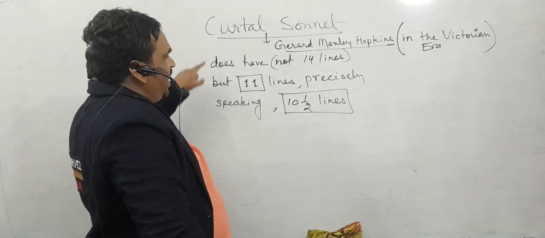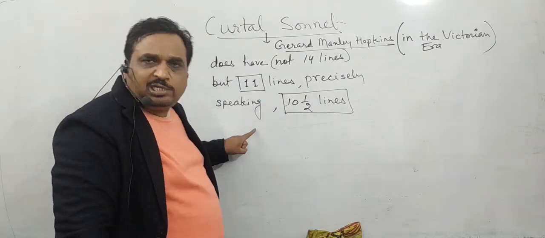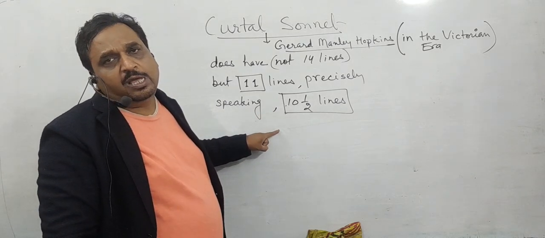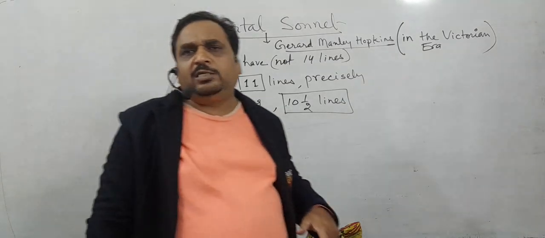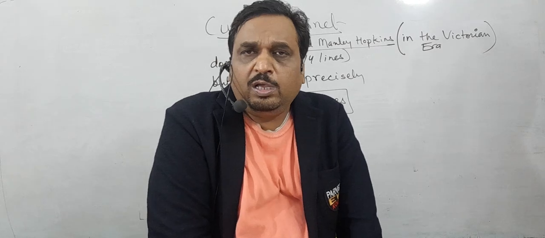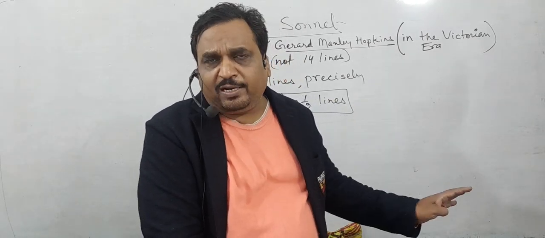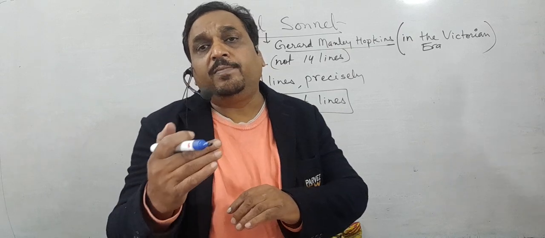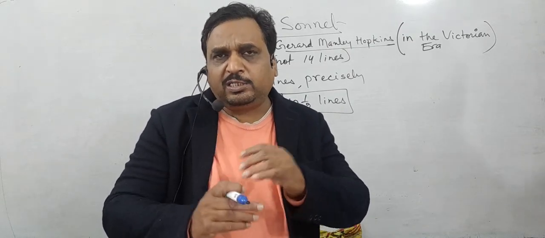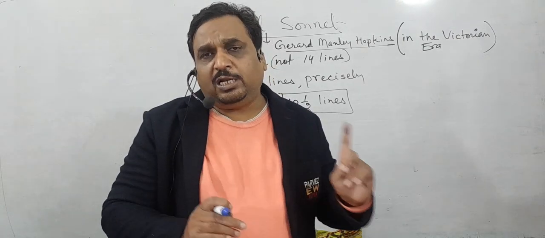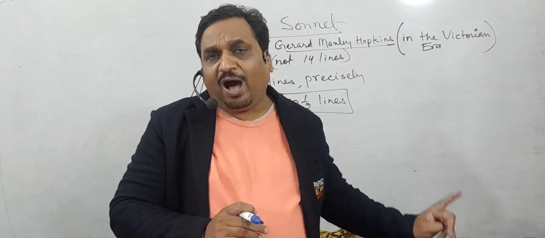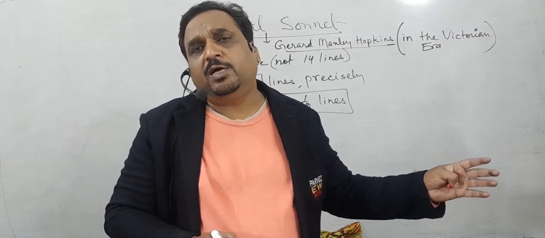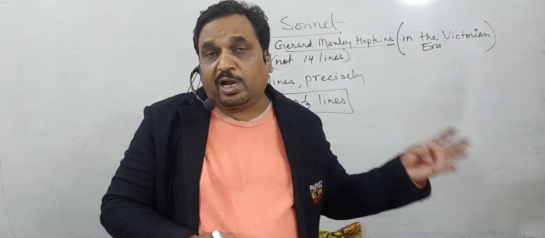Okay, that had 11 lines in a sonnet. Precisely speaking, not exactly 11 lines; exactly, there were 10 and a half lines. Hopkins had his own rhythm style, and that is called sprung rhythm. So this last line that we are calling a half line is shorter than the sprung rhythm of Hopkins. The last line, the 11th line, is a half line. It is always a shorter rhythm than the regular sprung rhythm of the Victorian poet Gerard Manley Hopkins.